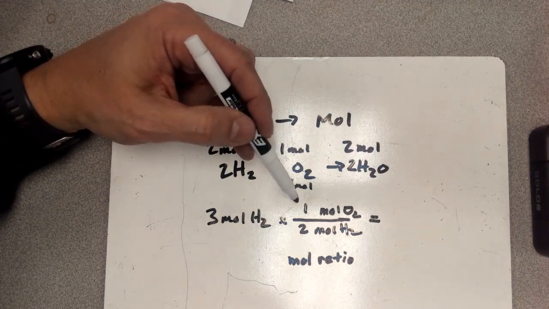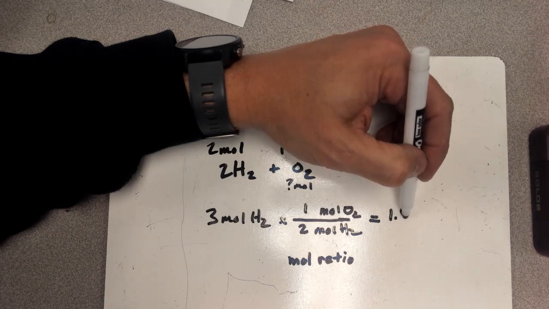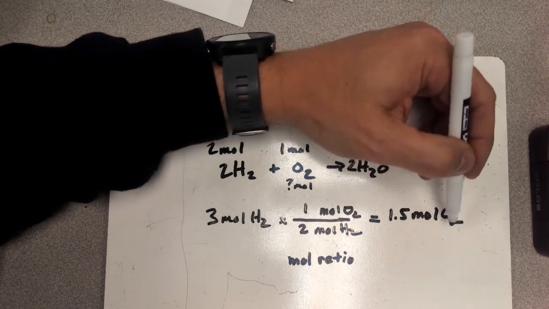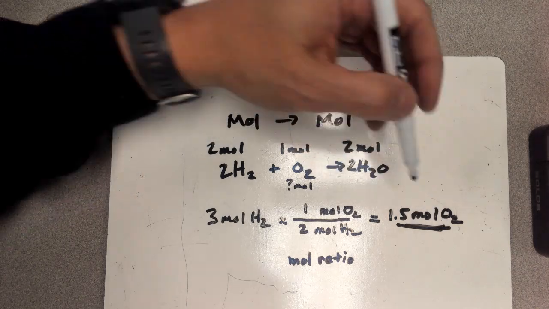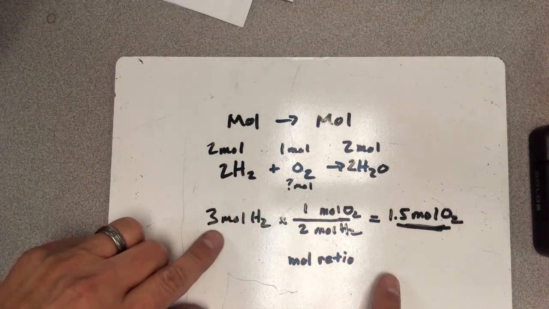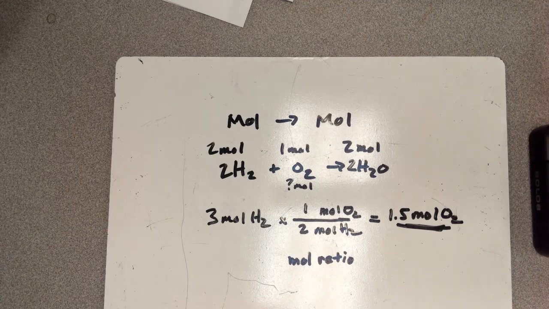3 times 1 is 3. 3 divided by 2 should be 1.5. So this will be 1.5 moles of oxygen, which should hopefully make sense because I have twice as much hydrogen as I have oxygen. 3 is twice as much as 1.5. So that's how you do a mole-to-mole stoichiometry problem by using mole ratios.